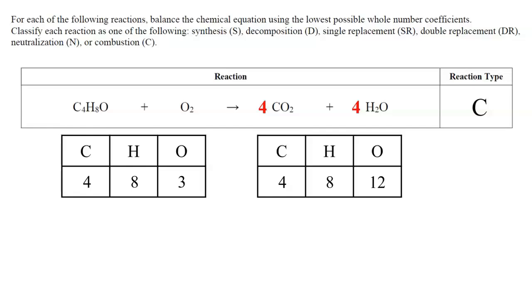Now, even though there are 12 oxygens on the right side of the equation, which is an even number, I can't put a 6 in front of the O₂ because there's an additional oxygen in that first chemical formula. So if I put a 6 in front of the O₂, that would give me 12 oxygens plus 1 more, and that would be 13. So what can I do to get exactly 12 oxygens on the left side of the equation?